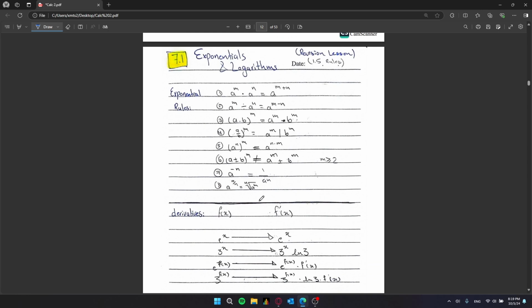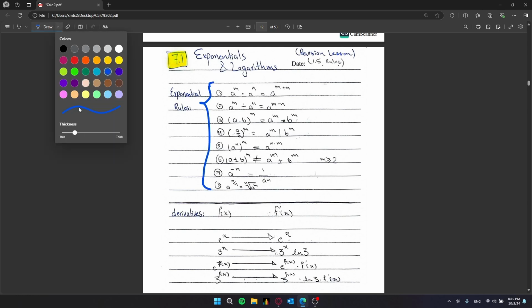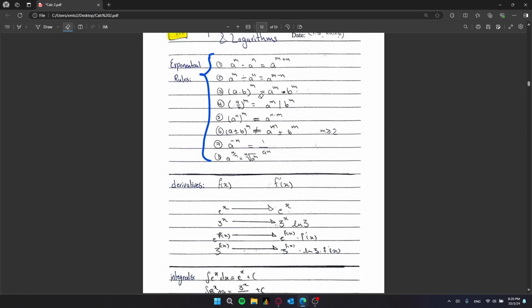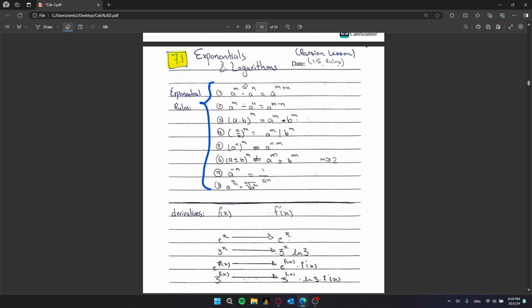This is mostly just revision. You have taken this in Calculus 1, you've taken this in high school. I'm sure all of you remember these rules. But if you are a bit rusty, here are the most common exponential and logarithmic properties, or rules. If you want to pause and take a screenshot, you should do so now.